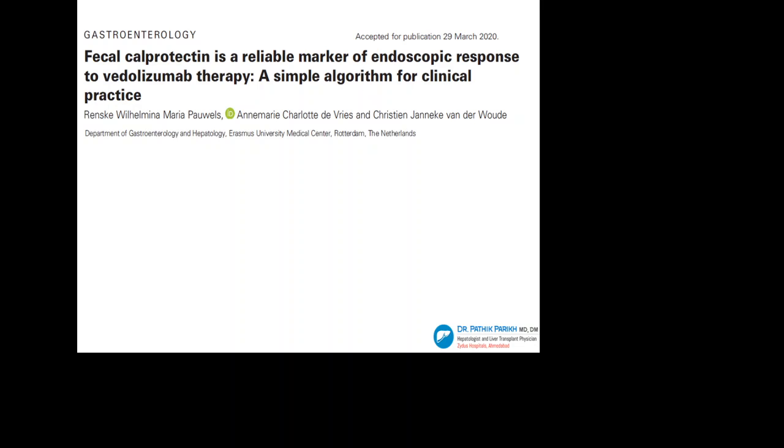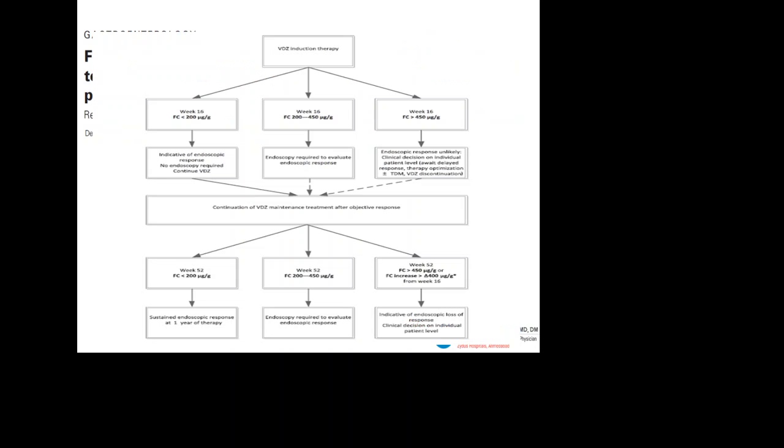They have also utilized fecal calprotectin to monitor vedolizumab therapy, though I have not used vedolizumab in India. In this study, at 16 weeks they assessed the response by fecal calprotectin, and if it is less than 200, they say that it is indicative of endoscopic response and no endoscopy is required. We can continue vedolizumab safely. While if it is more than 450, that means endoscopic response is extremely unlikely and we need to titrate the therapy, and there is no need of an endoscopy.